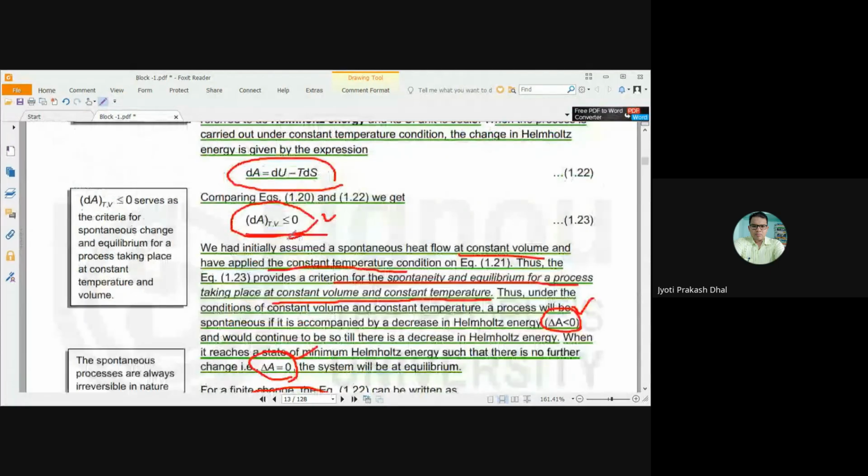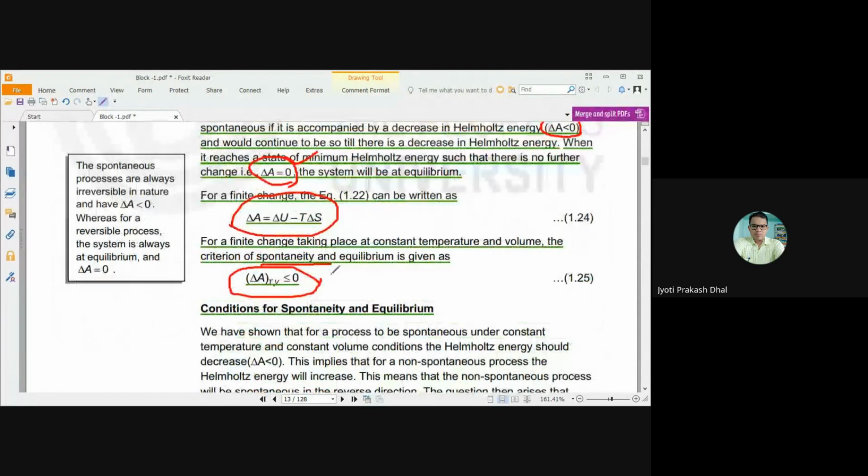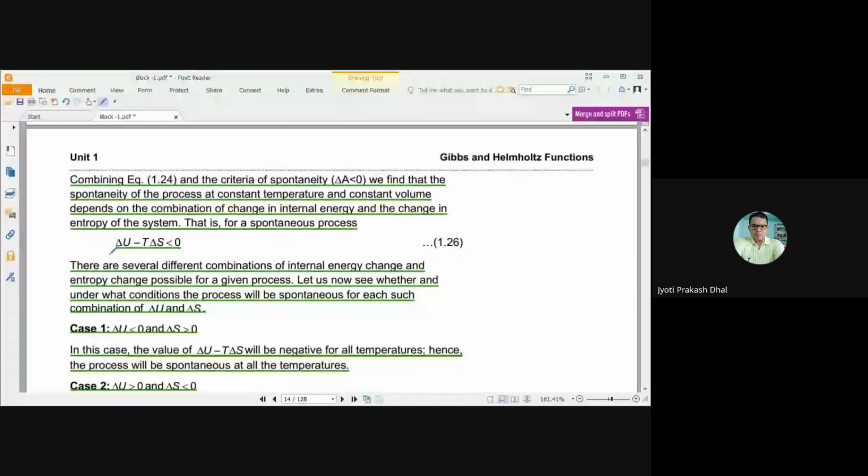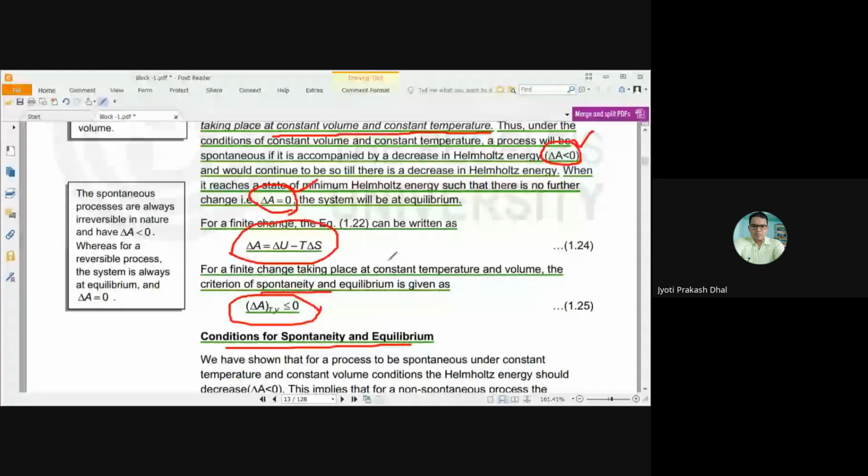So this is for finite change, and this is for infinitesimal or very small change. So these are the criteria for spontaneity of a process. Now coming to the condition for spontaneity and equilibrium, combining equation 24 and the criteria. Equation 24 is del A equals del U minus T del S, for finite change.